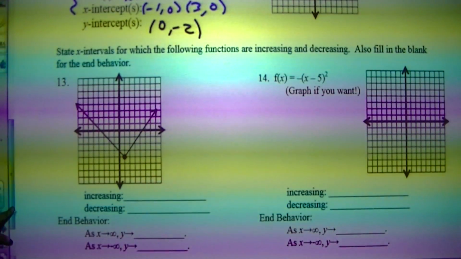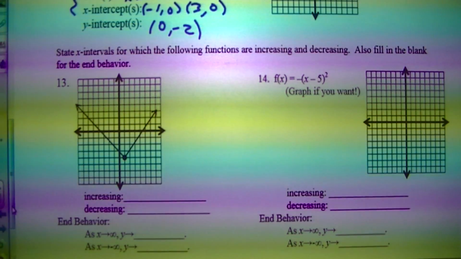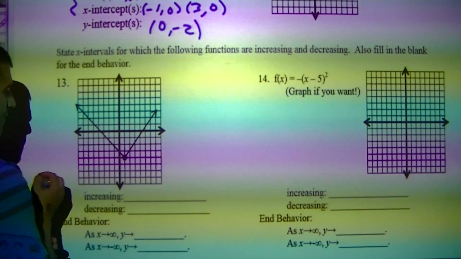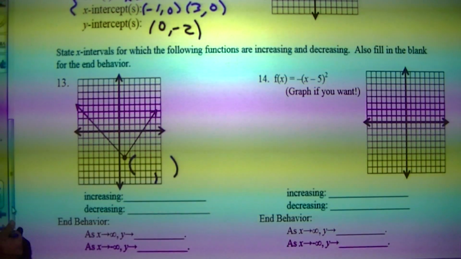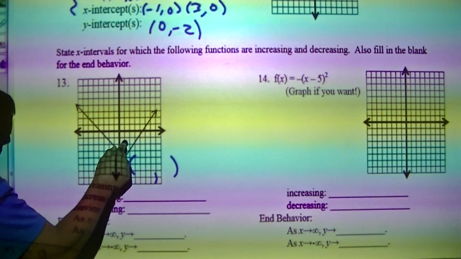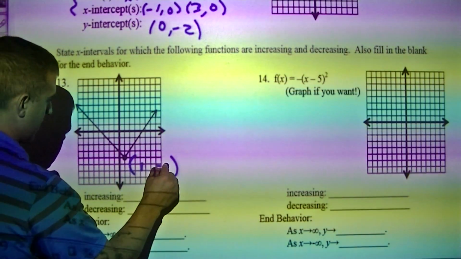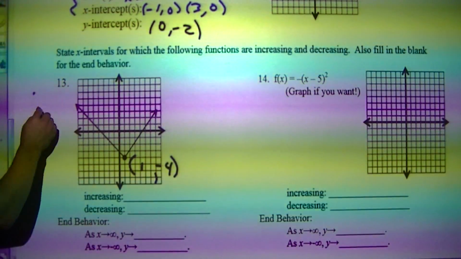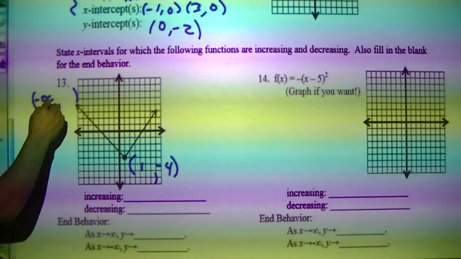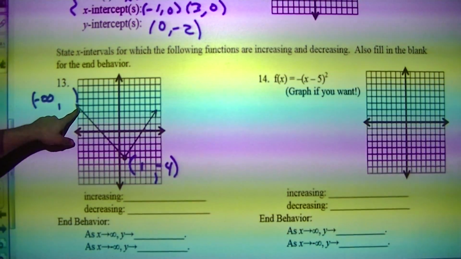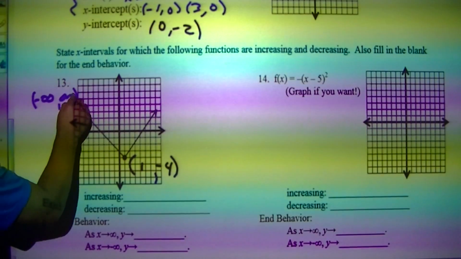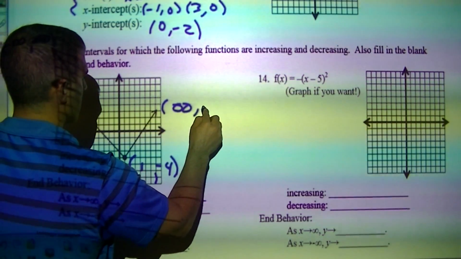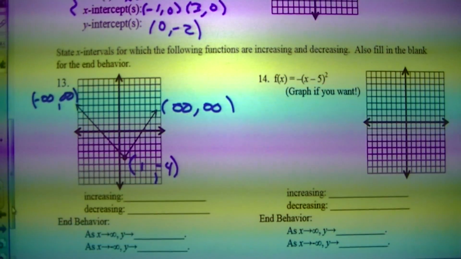Okay. Write the intervals where it's increasing and decreasing. Now, what I would do for this, go ahead and label this point right here. That's the anchor point is 1, 1, 2, 3, and 4. So 1, negative 4. Label your arrows. Since that's a left arrow, that's negative infinity. And since it's going up, it's positive. This is a right arrow. And since it's going up, it's also positive infinity.